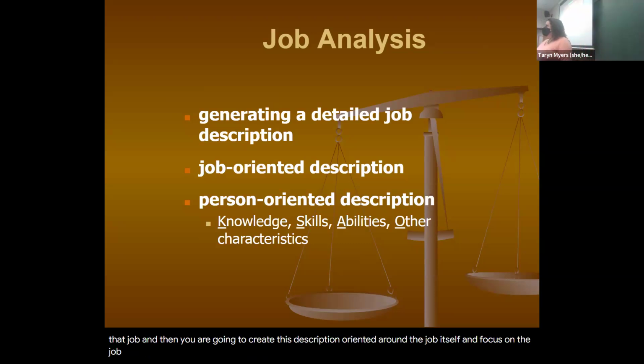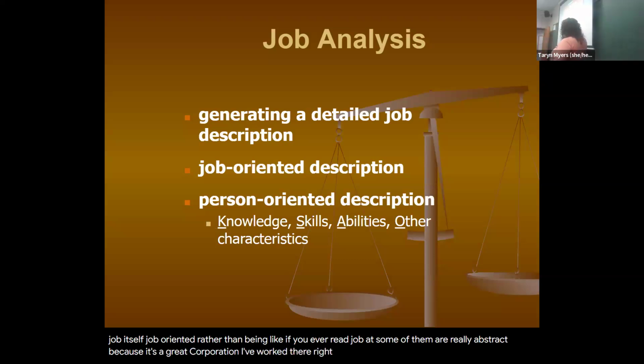Focus on the job itself, job oriented, rather than being like, do you ever read job ads? Some of them are really abstract. This is a great corporation and everyone should work for us. And you're like, okay, but what would I do if I worked there, right? Ideally, you should know just by reading that job ad.